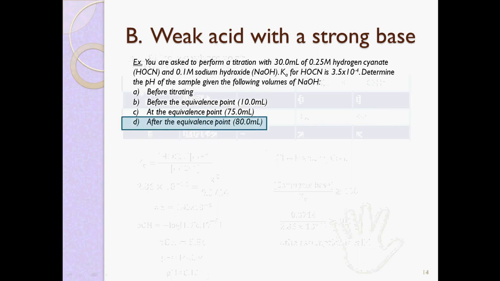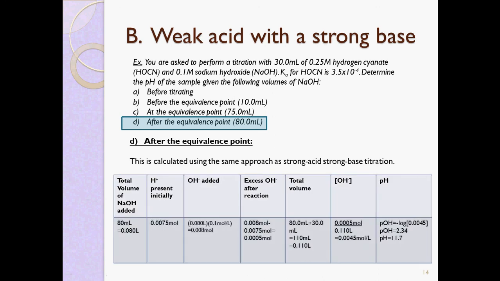So let's look at the last point. How about after equivalence point? Now remember from the slide before, our Kb value is somewhere in the neighborhood of 10 to the negative 11. That's relatively small. We're not going to be producing a lot of hydroxide ion from the hydrolysis of water due to the OCN. That's important.